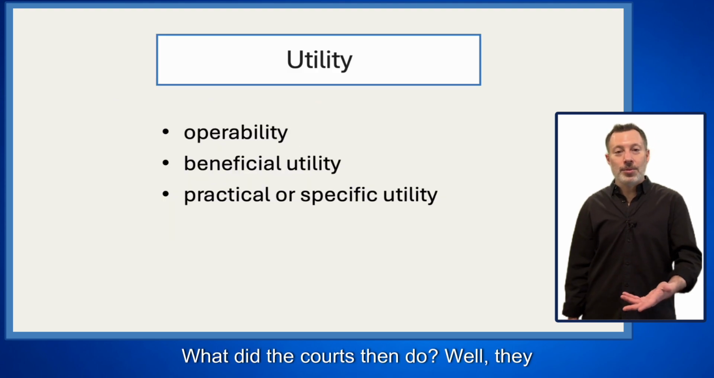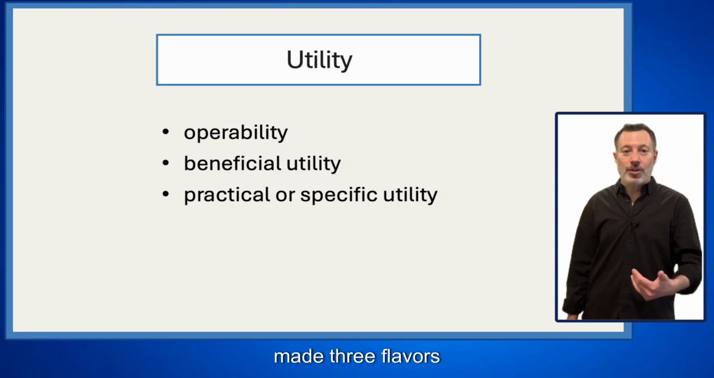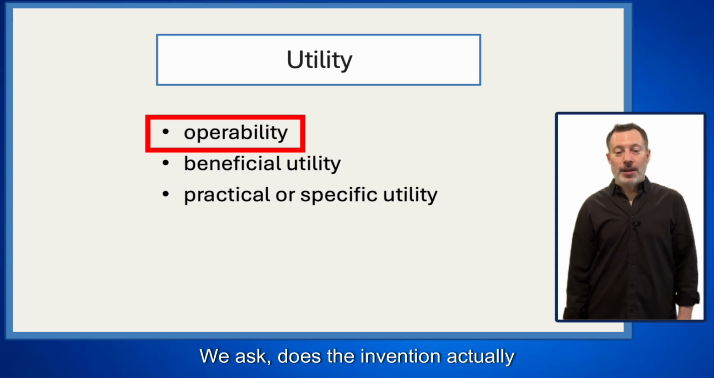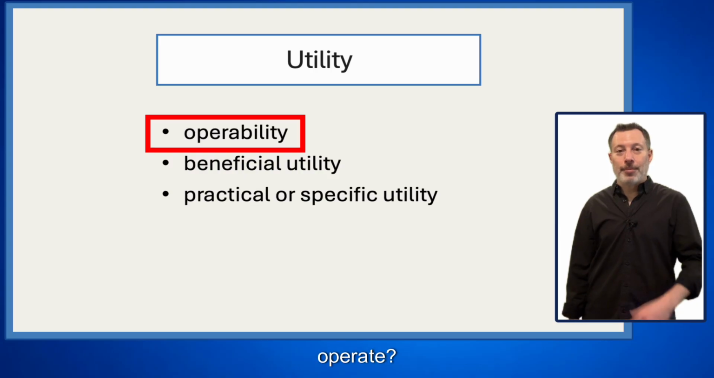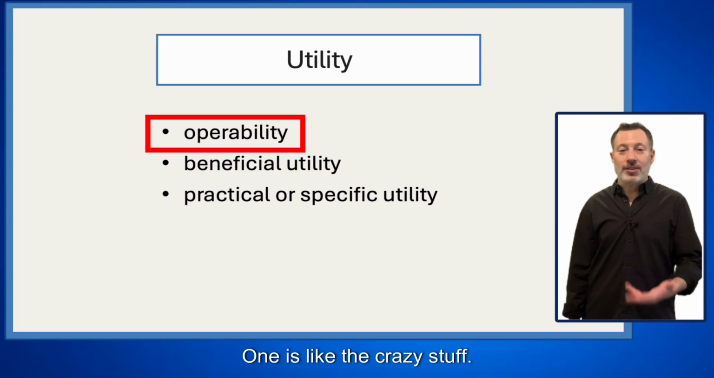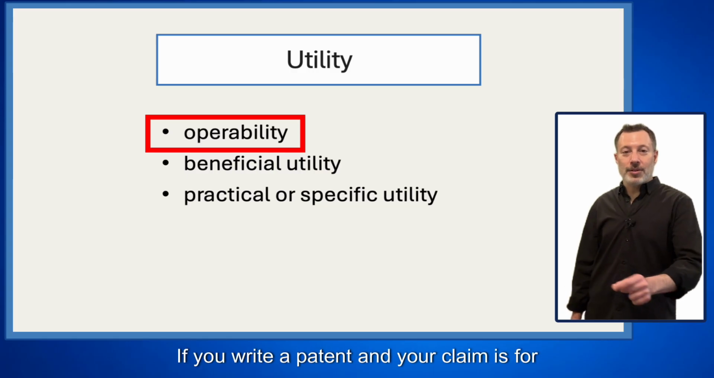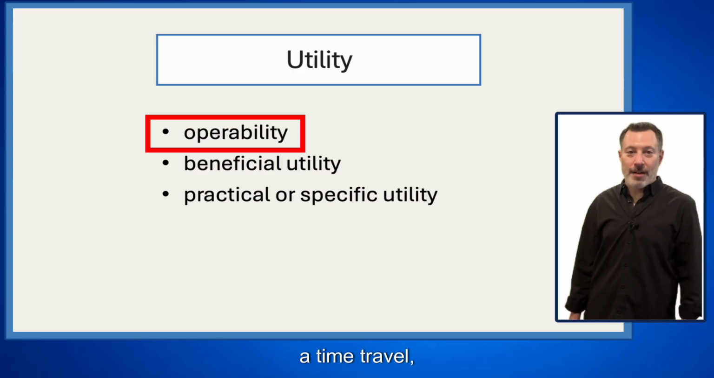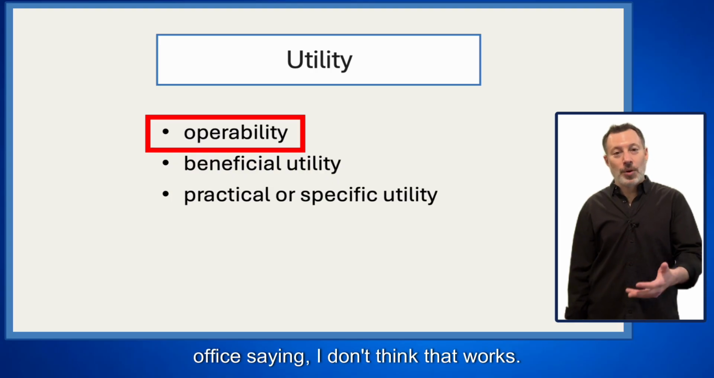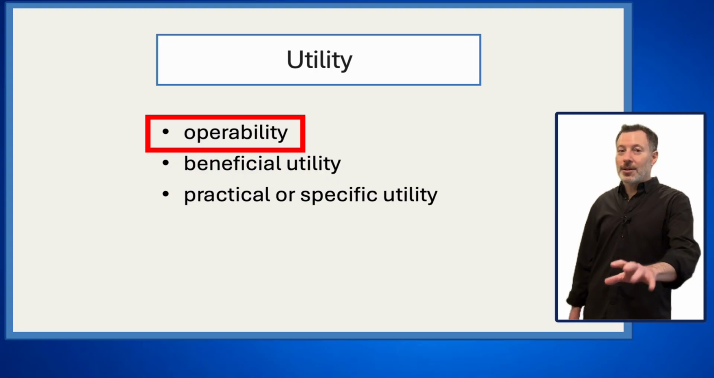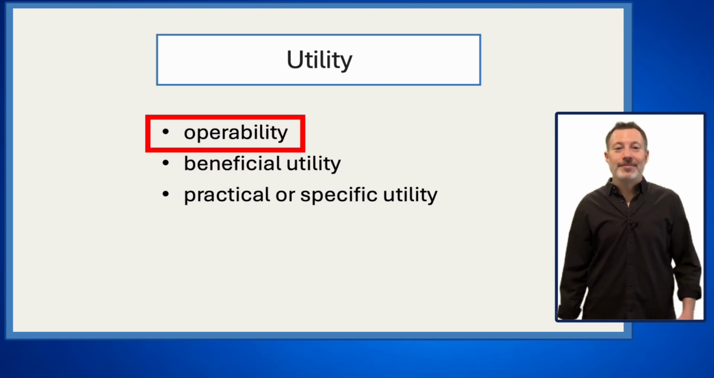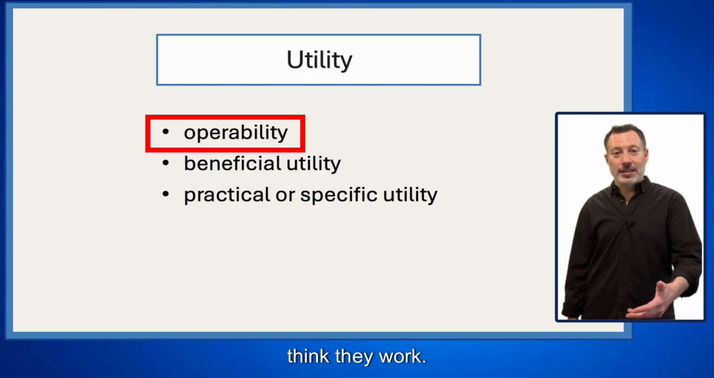What did the courts then do? Well, they made 3 flavors of utility. One of them is this idea of operability. We ask, does the invention actually operate? And this really knocks out 2 kinds of things. One is like the crazy stuff. If you write a patent and your claim is for time travel, you'll get a rejection within the patent office saying, I don't think that works. It's not useful because it doesn't work. Come see me yesterday if you disagree. Right? We'll knock things out because we don't think they work.